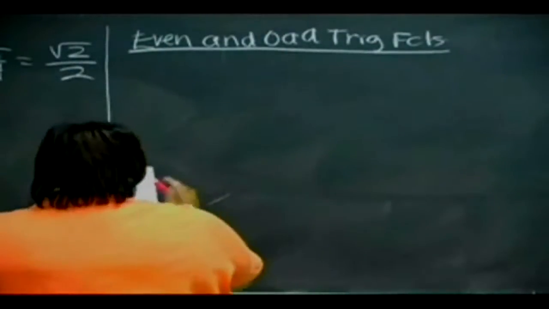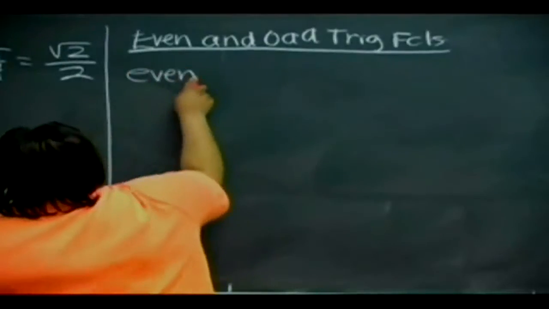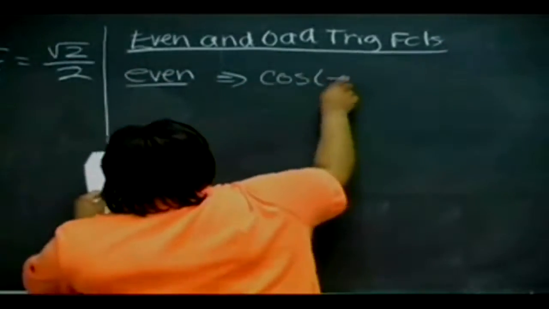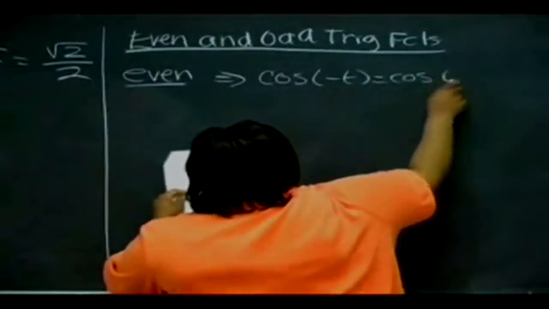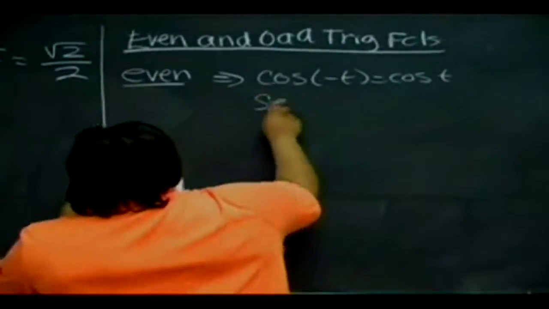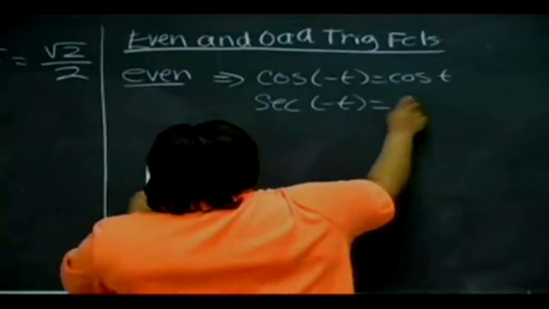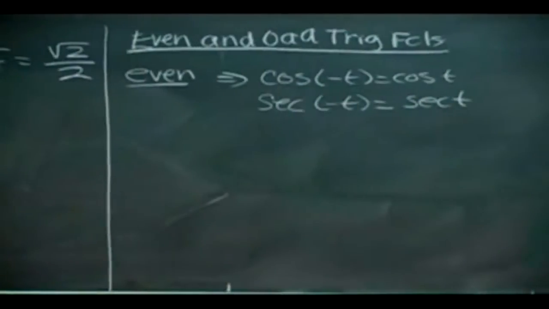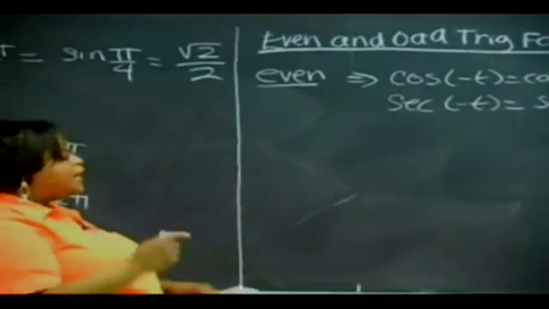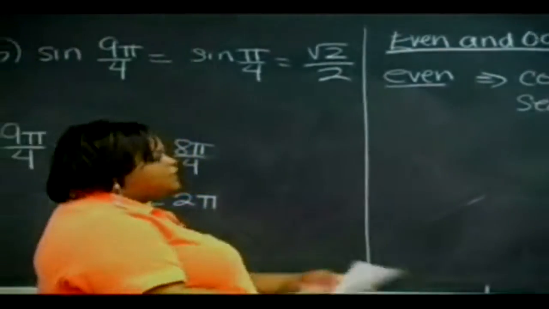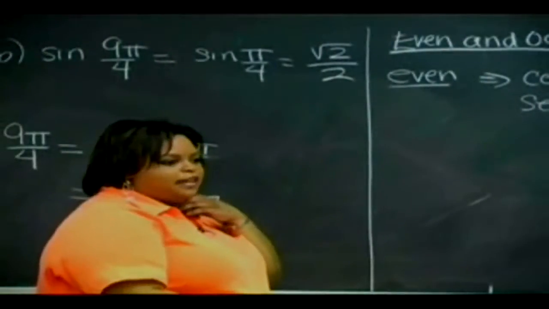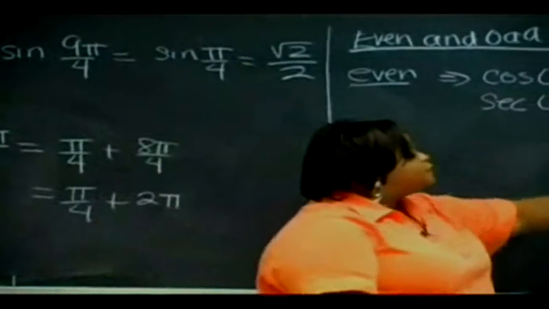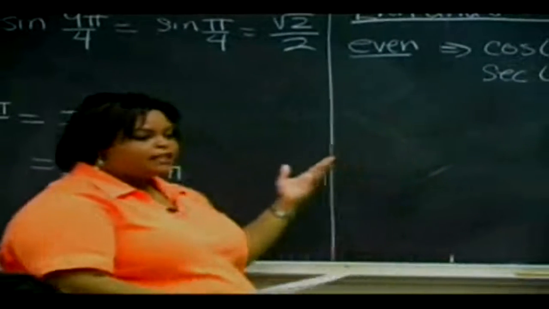Cosine and secant are even. What that means is that cosine of negative t equals cosine t, and secant of negative t equals secant t, right? Even means if I put the negative of that value into that function, then out will pop that positive value. If I put in negative t, it's the same as putting in t. Doesn't matter at all.